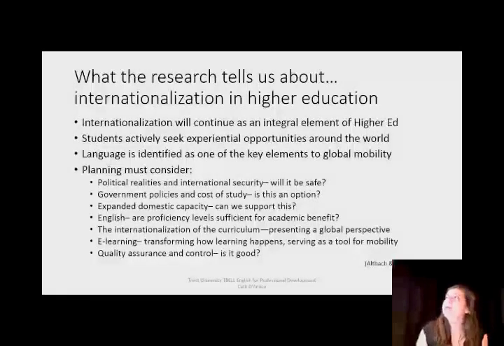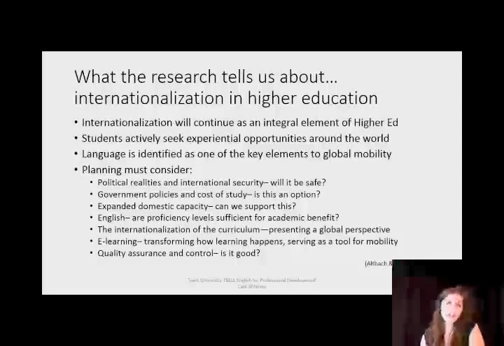So let's think about the research. There's quite a bit of research about internationalization, especially about how it applies to higher education. There is no doubt that internationalization will continue as an integral element of higher education. We can look at the scenario here in Canada, across North America, and other parts of the world where internationalization and student mobility has really become a key element in the future planning and the strategic planning of post-secondary institutions around the world. Students are actively seeking experiential opportunities around the world.